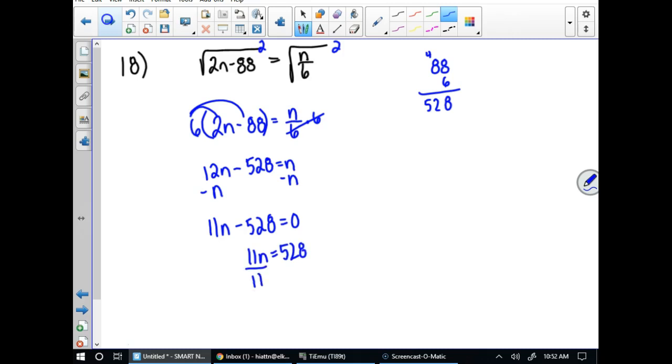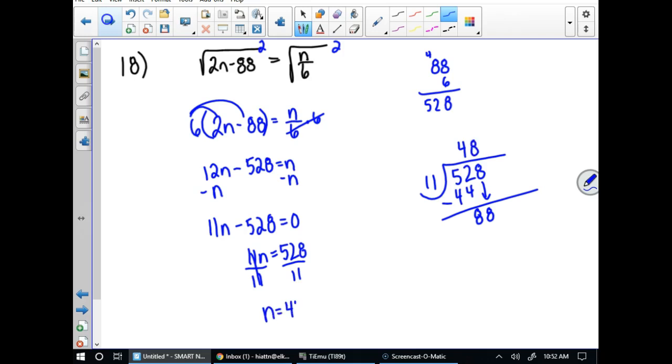And we'll divide by 11, which, some long division here. This is painful. 11 goes into 52 4 times. 44, subtract. This will give us 8. Bring down your 8. So, 48. N equals 48.